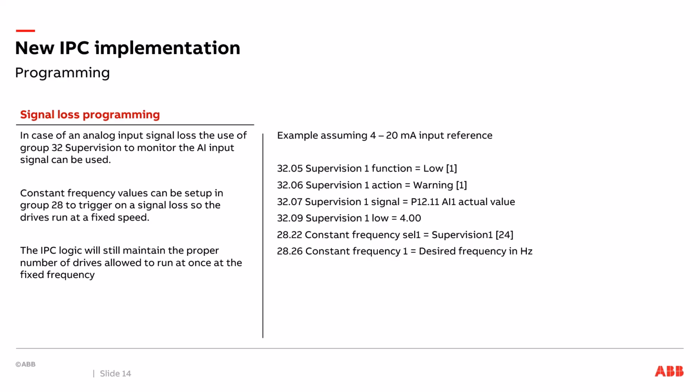What's important to understand, and a nice feature in this setup, is that if, for example, I have 5 drive motor combinations running out of 6, the IPC will still manage to make sure I only have maximum of 5 running if I lose my analog signal to all the drives. Okay, so the IPC is still maintaining proper number of drives that are allowed to run at any one time. And if any one drive were to fail, go out on a fault, for example, a motor earth fault, another drive motor combination will automatically come online running at the same constant frequency that we've programmed in the drive because our remote analog signal has been lost.